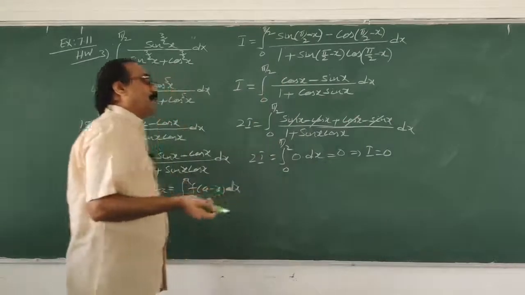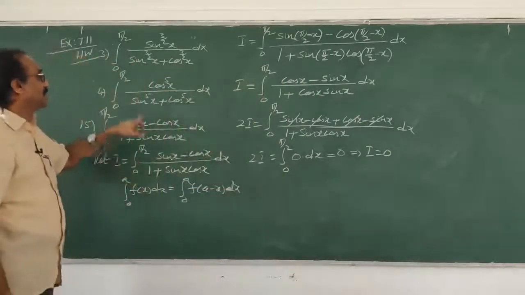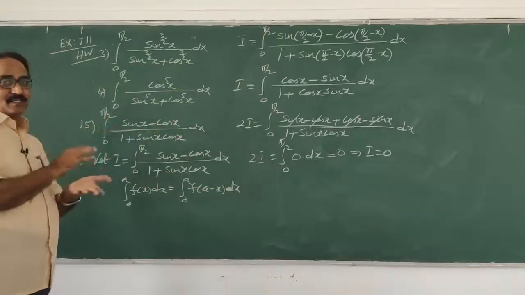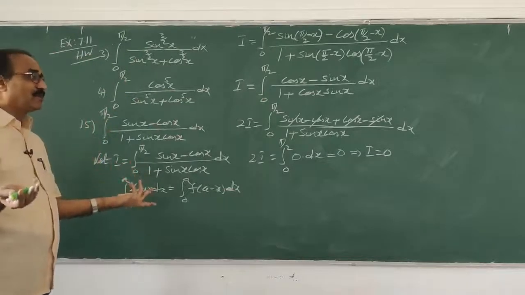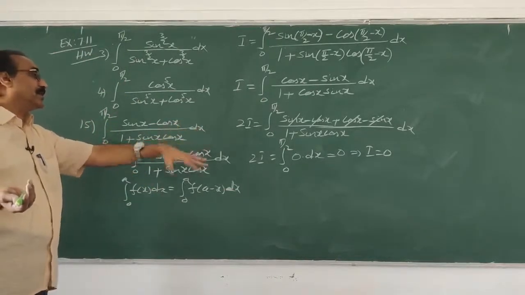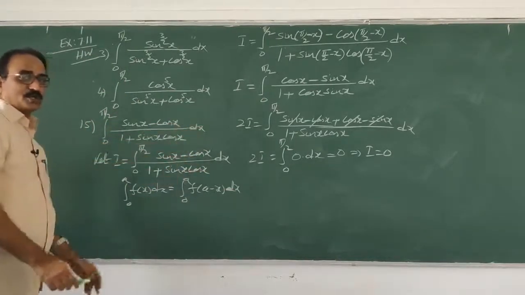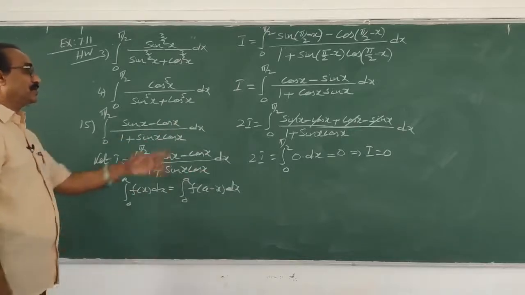Here you didn't get pi by 4. You got 0. Why? Because sin x minus cos x is there, and cos x minus sin x we had. Total become 0. Integral 0 into dx is 0. Integral 0 is 0. Total 0. So 2I is equal to 0. I is equal to 0 in this case.